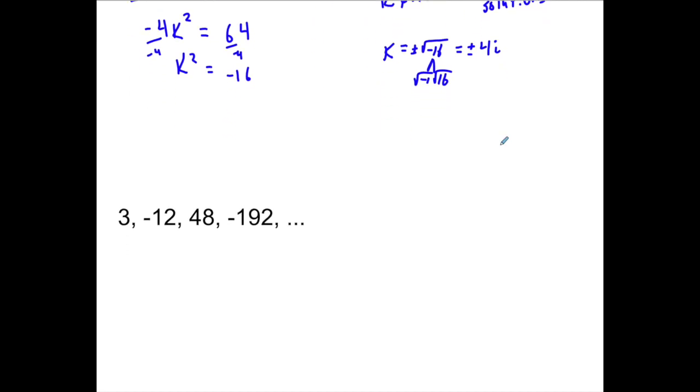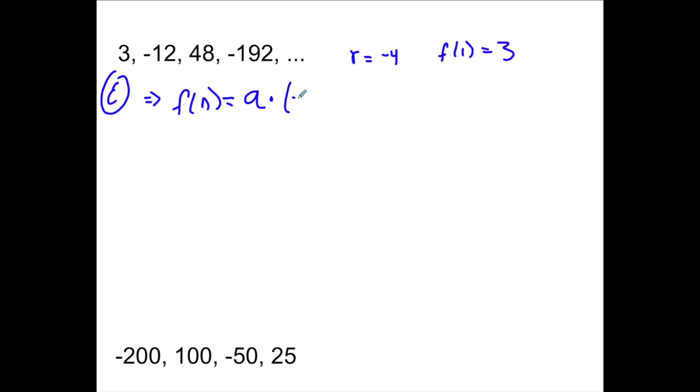Okay, now moving on down, we need to find the explicit and the recursive rules. So the two things we need to know are that our ratio is negative 4. 3 times negative 4 is negative 12. Negative 12 times negative 4 is 48, etc. And the first term is 3. So let's start with the explicit rule. I know that we're going to have something like this. There's some a value we don't have, but we need. And then that's going to be multiplied times negative 4 to the power of n. It's going to be something of this form.